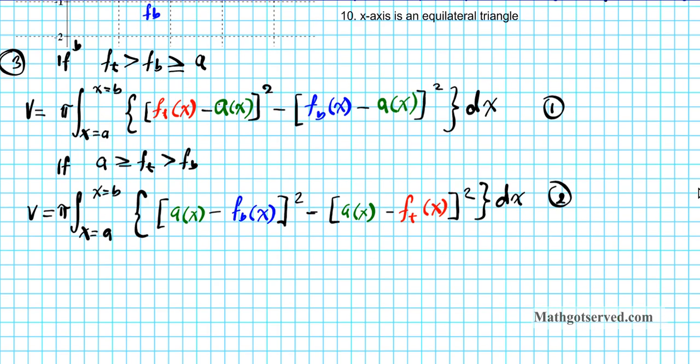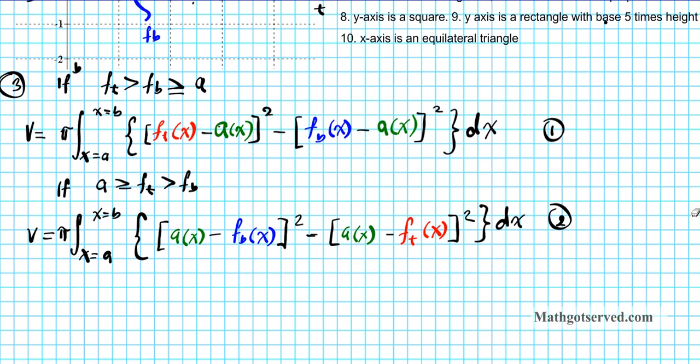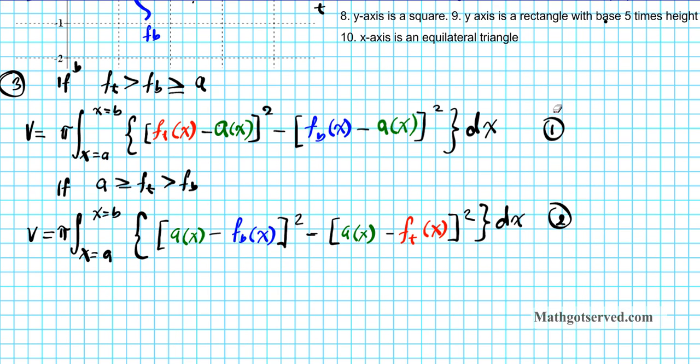All right, so let's take a look at question number 3. Now we're rotating the region about the line y equals -3. So the line y equals -3 is beneath both of our functions. Let's say we have the region like this, and then y equals -3 is down here. So the three functions you're looking at are above the axis of rotation. So we're going to be using formula number 1.